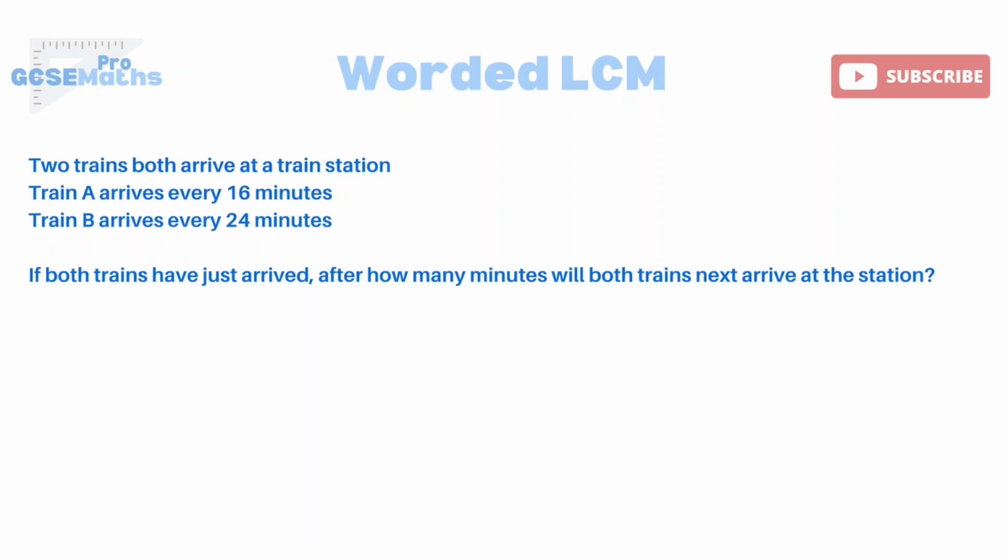So you're looking for some kind of question where some type of event is happening every so often. In this case, it's trains arriving. It could be buses leaving a bus stop. Sometimes I've seen where they've said every so often different colour lights flash, things like that. It's all the same thing.